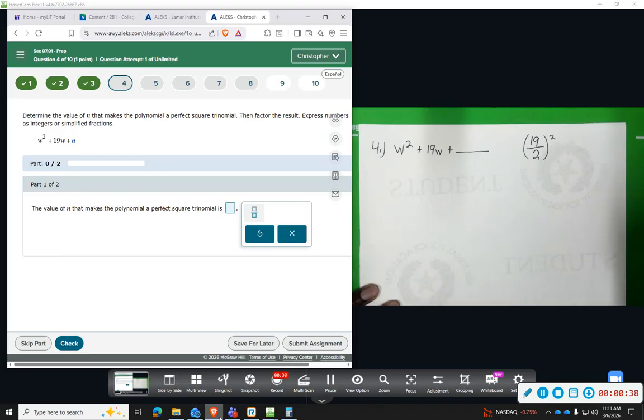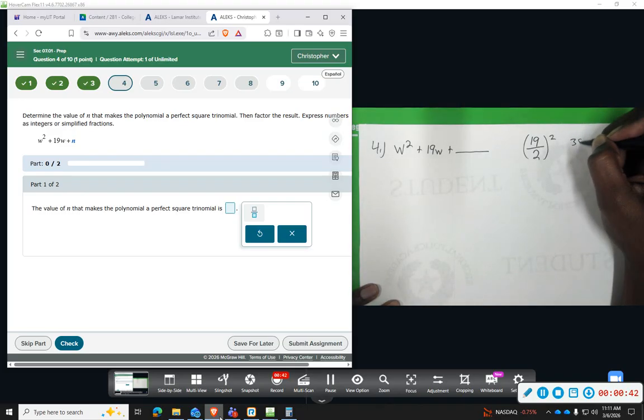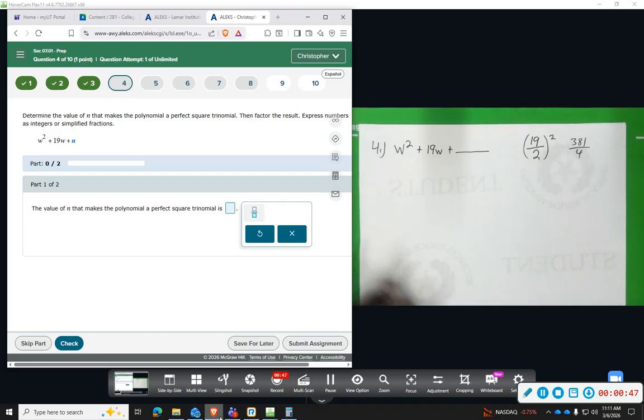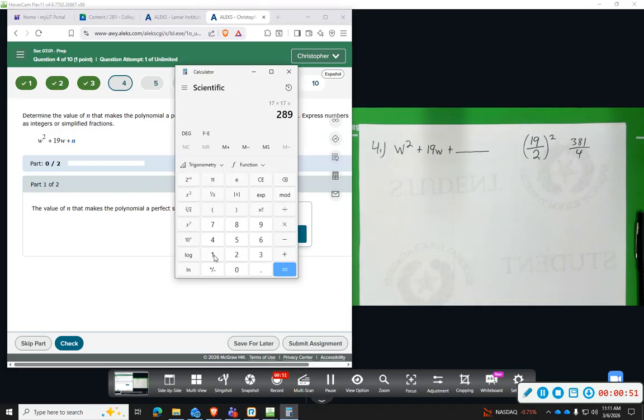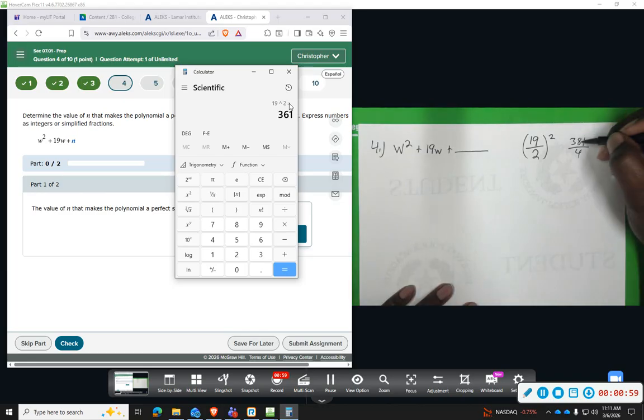9 and 9 is 81, so I want to say there's 361 over 4, because you square top and bottom. Let's double check. 19 squared. Well, there's a squared button I can use. 361. Man, I'm off today on remembering these terms. 361.